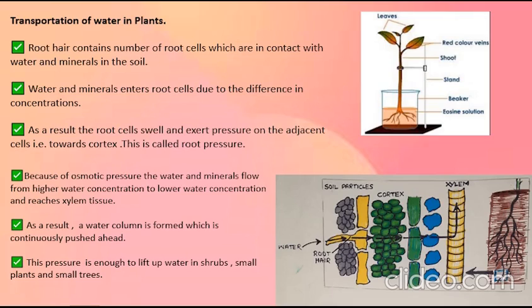Now here you can see the diagram that the root contains root hair which is in contact with the soil particles, right? So when the root cells absorb the water, the root cells swell, and they exert pressure on the cortex cells. In this way, the water travels from one layer to the other layer and finally reaches the xylem tissues, from where the water and minerals, which are essential things, are taken to the other parts of the plant.